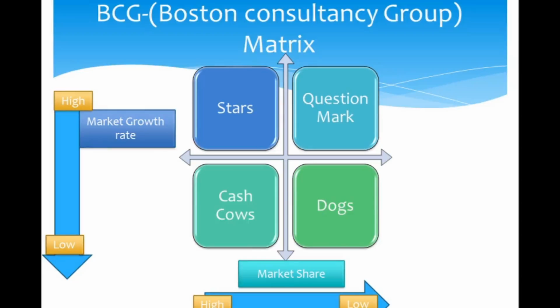So what is this innovative path? It basically uses financial resources generated by strategic business units or products falling under cash cows to invest and enter markets with a new product that replaces the existing star product.